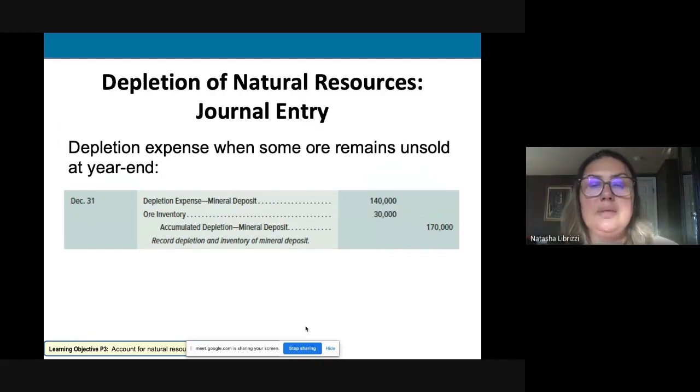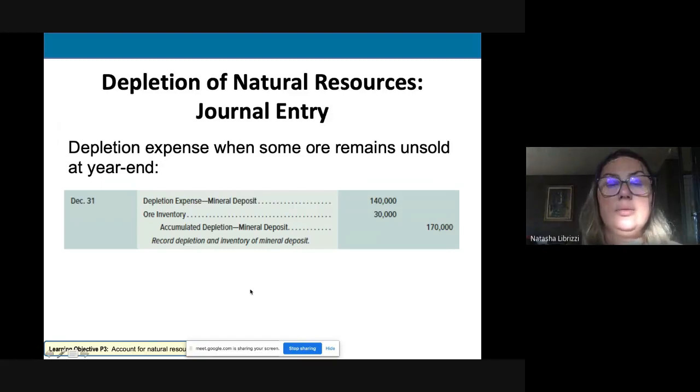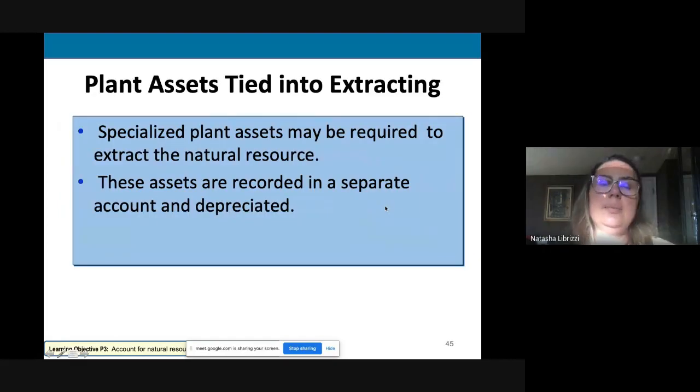So depletion expense when some units remain unsold at the year end: depletion expense 140, or inventory 30,000. So you might have some left. If you did not sell it, it would be sitting in inventory. The other example had whatever we derived, we sold, but if not, we might keep it as raw material inventory on a balance sheet.